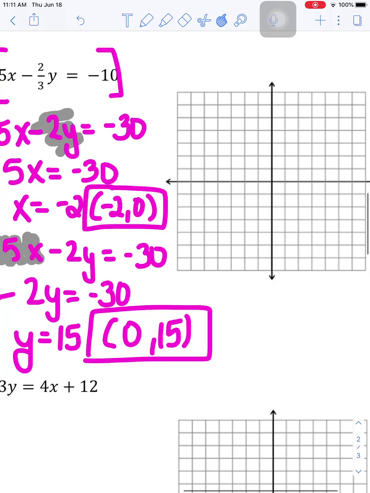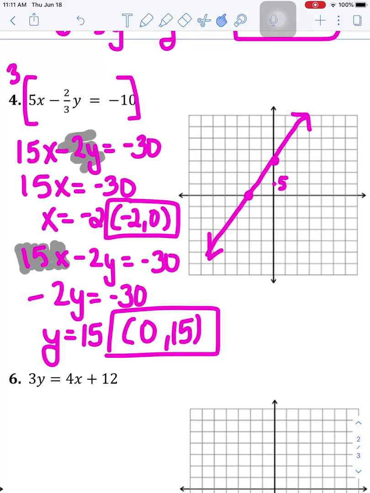All right, if we go ahead and plot our points, we have negative 2, 0 on the x-axis. Now, clearly, we don't have 15 tick marks going up on our y-axis. So again, I'm just going to label the first one as 5. I'm going to go by 5s. So 5, 10, 15. And I'm going to draw our line in. Yeah, my line was a little crooked, but that's okay.